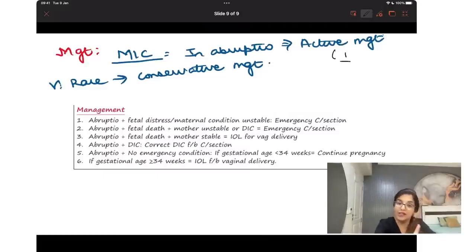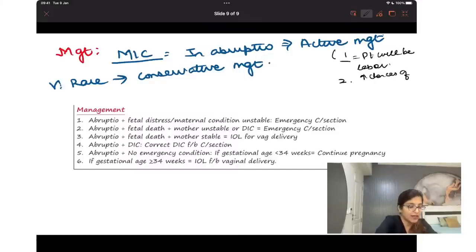Because of two reasons. Number one, the patient will already be in labor. Most of the times, because of thromboplastin release, the patient will already be in labor. Number two, because of thromboplastin release there are increased chances of DIC. And the longer we prolong the pregnancy, the greater the chances of DIC. So very rarely we go for conservative management.